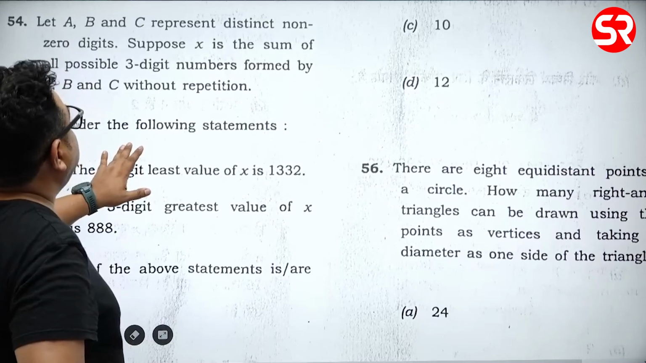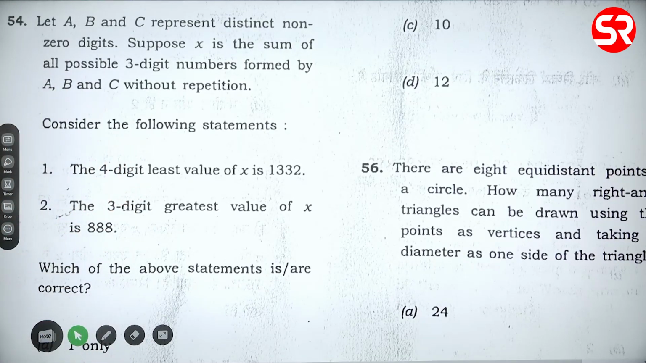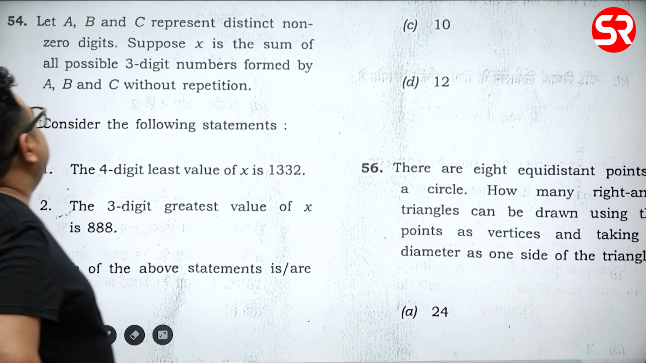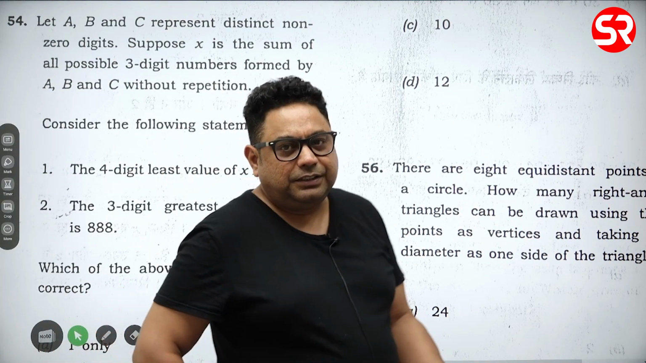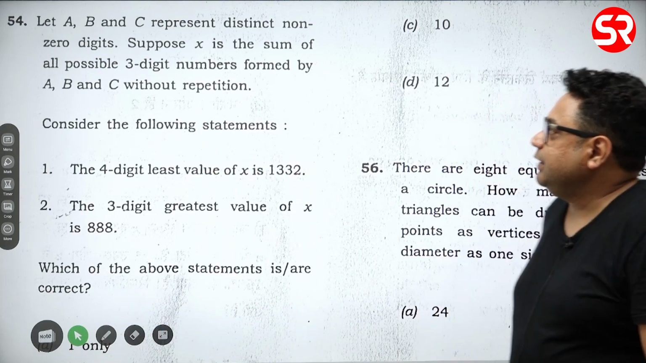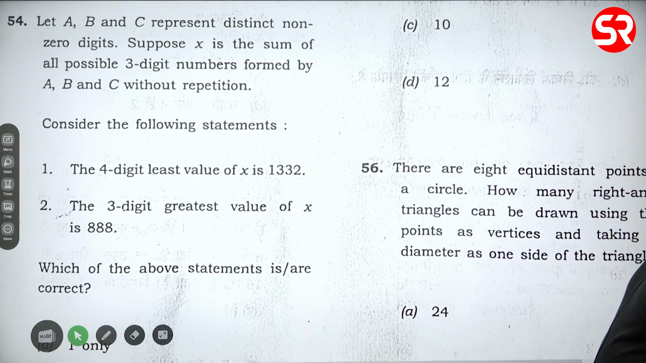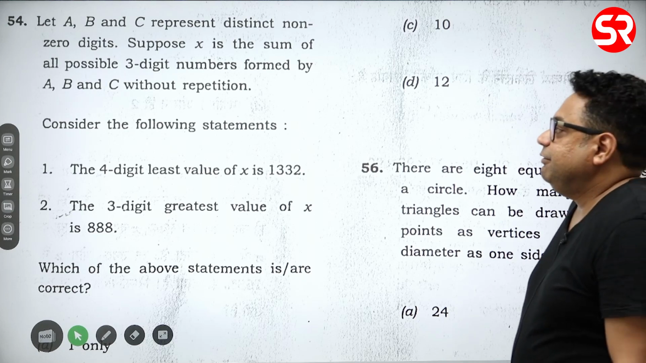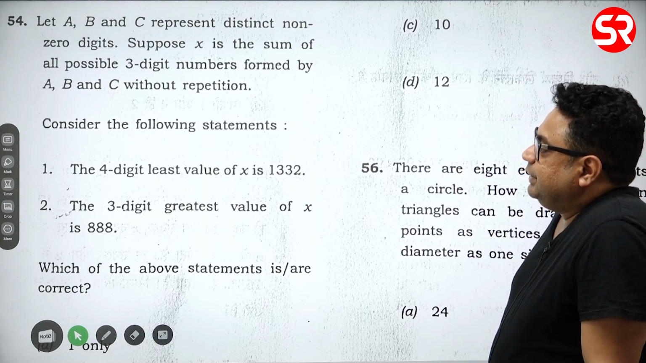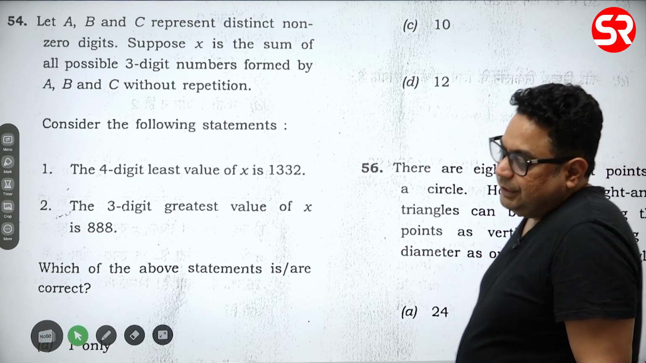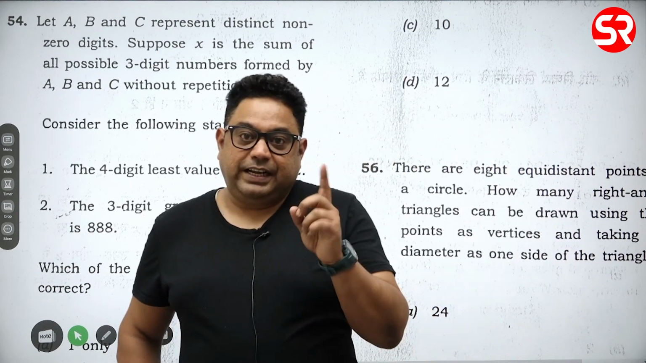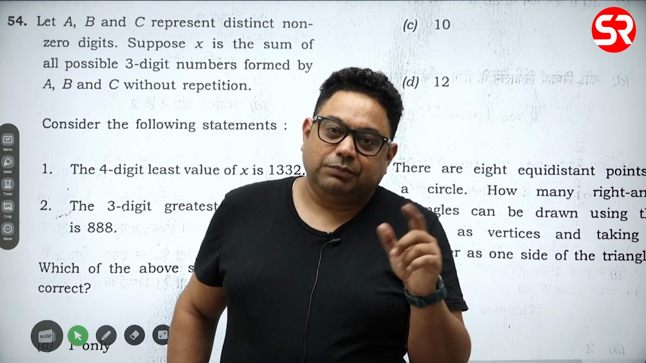I treat this to be a tough question. He says let A, B and C represent distinct non-zero digits. Distinct, non-zero. Suppose X is the sum of all the 3-digit numbers formed by A, B and C without repetition. Then the 4-digit least value of X is 1332. Least value of X. X is the sum of all the numbers formed by A, B, C.